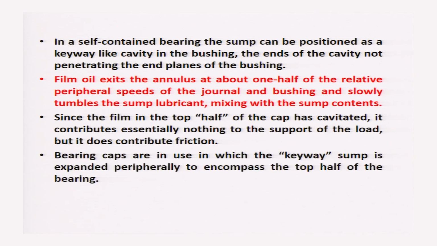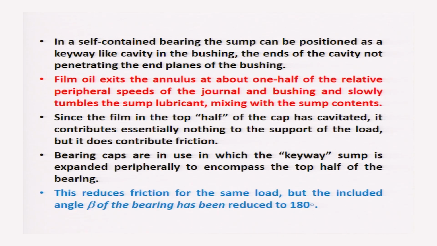Bearing caps are in use in which the keyway sump is expanded peripherally to encompass the top half of the bearing. This reduces friction for the same load, but the included angle beta of the bearing has been reduced to 180 degrees. Charts for this case were included in the Raimondi and Boyd paper.